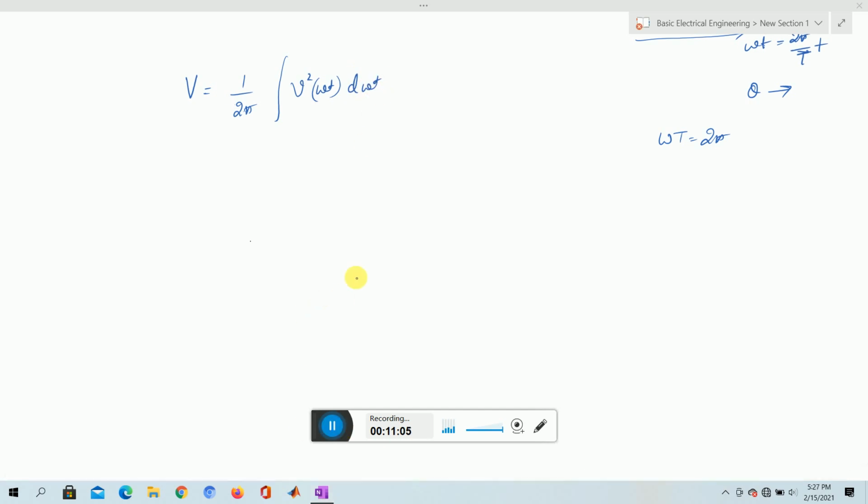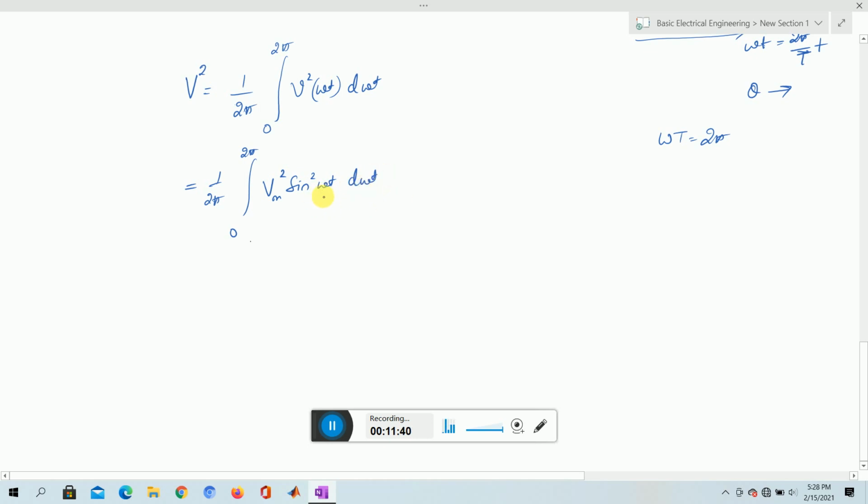So we can just write here the root of this term, or instead of that we can simply write v square, over 0 to 2 pi. Let us put a limit over here also, and let us evaluate one value. Let us take this Vm, so let us evaluate 1 by 2 pi, 0 to 2 pi, where small v square is Vm square sine square omega t d of omega t.